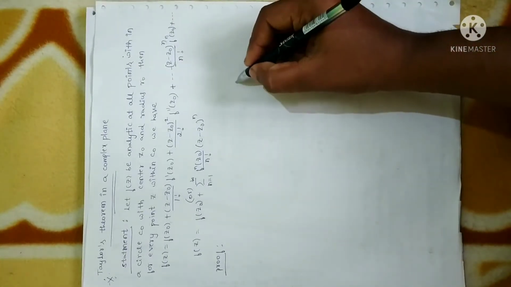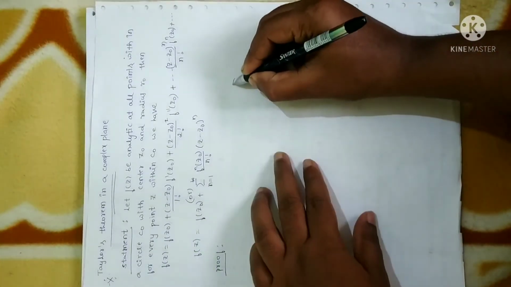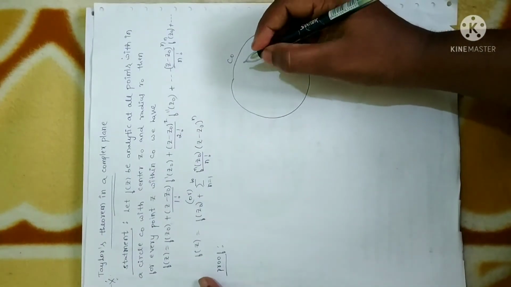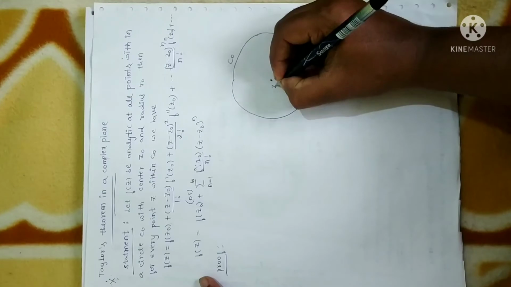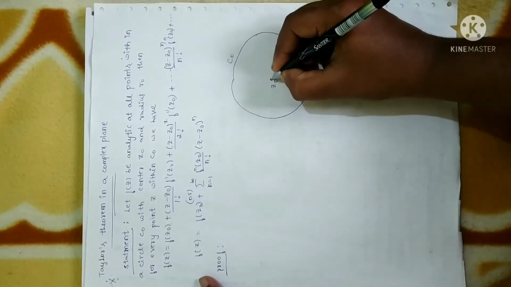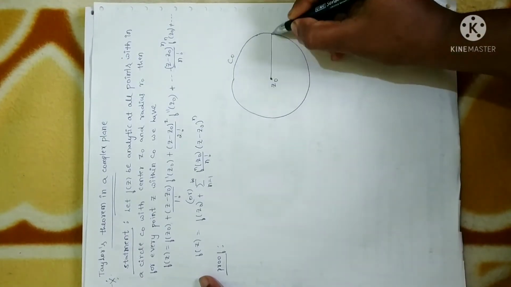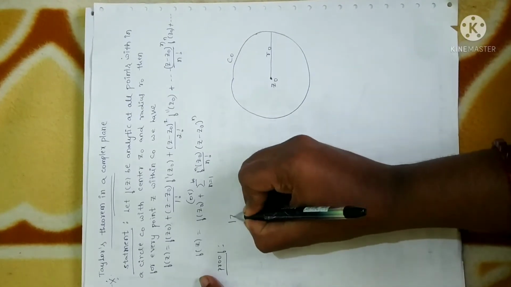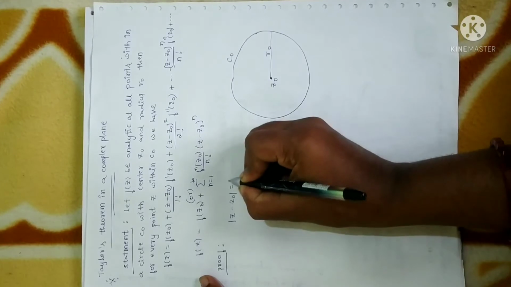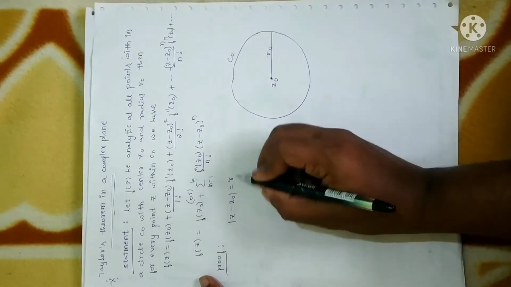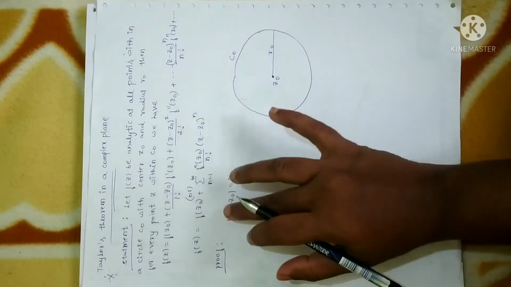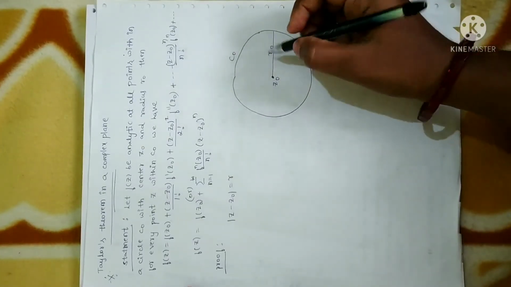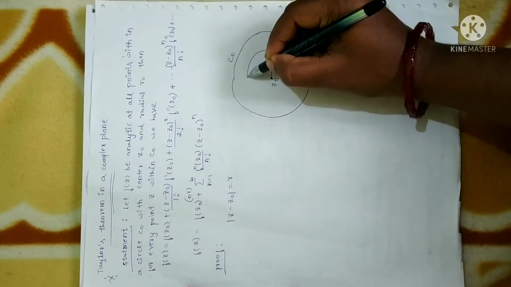Now let us consider a circle C0. Let me draw it here. Let us consider a circle C0 which has center at z0, and let R0 be the radius of this circle. Now let me define the circle |z minus z0| is equal to R. This is the standard equation of a circle that I have drawn. Now let me draw one more circle, say C.